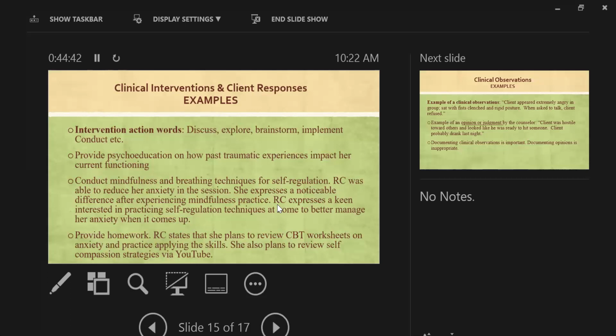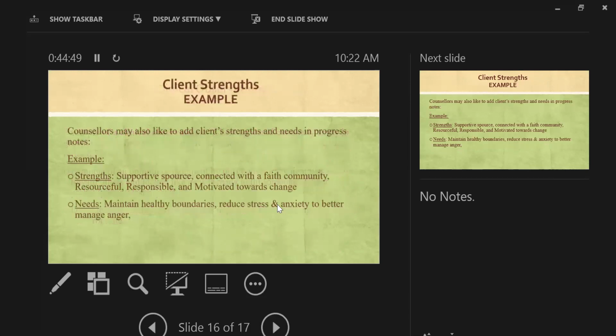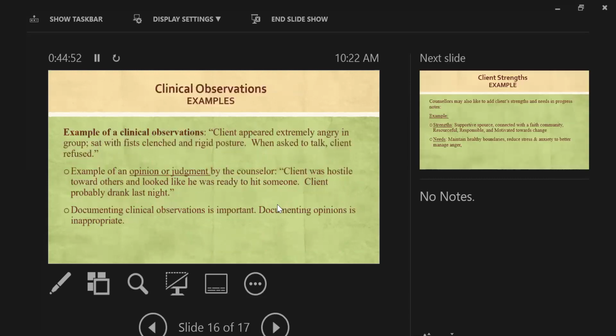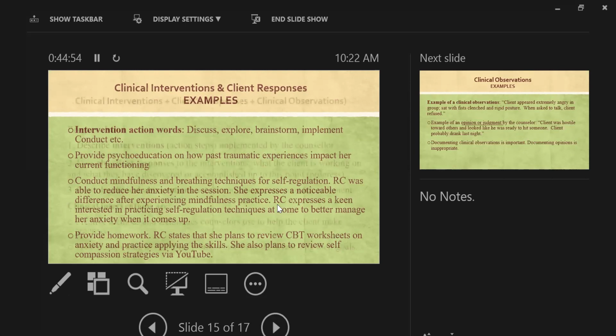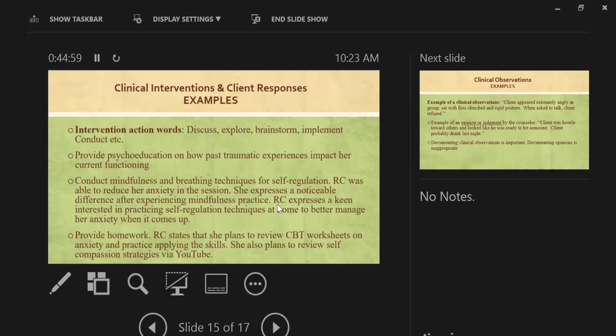RC states that she plans, so now I provide my intervention and then, sorry, where is it? Oh shoot, no, sorry. Okay. First I did the intervention, now the client's response, right? So that's the client's response to my intervention in the session. Now here's my intervention, I provide homework. Now my client's response: RC states that she plans to review CBT worksheets on anxiety and practice applying the skills. She also plans to review self-compassion strategies via YouTube videos, right?